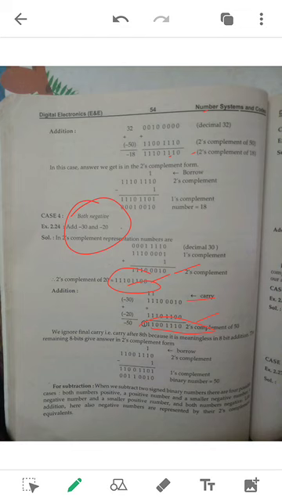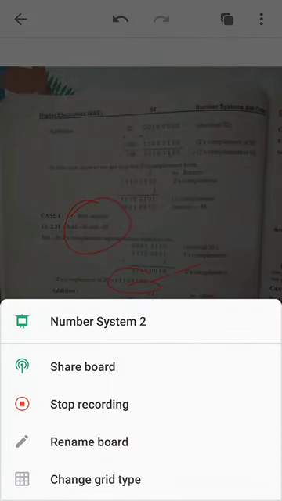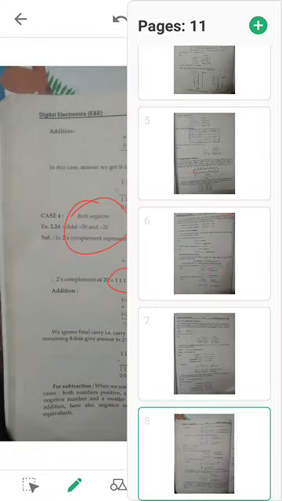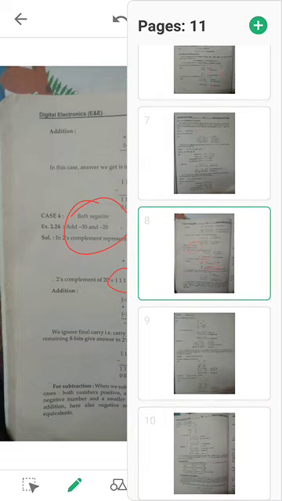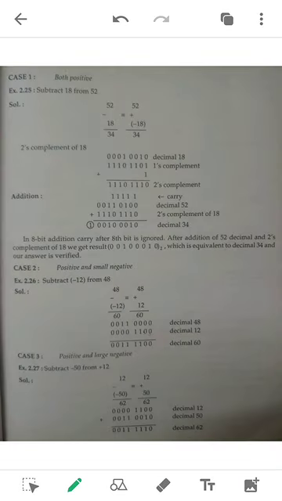Let us see the next slide. We have discussed the addition of 2's complement for the 4 cases. The same 4 cases you can have for the subtraction. So let us see how to subtract 2's complement numbers.